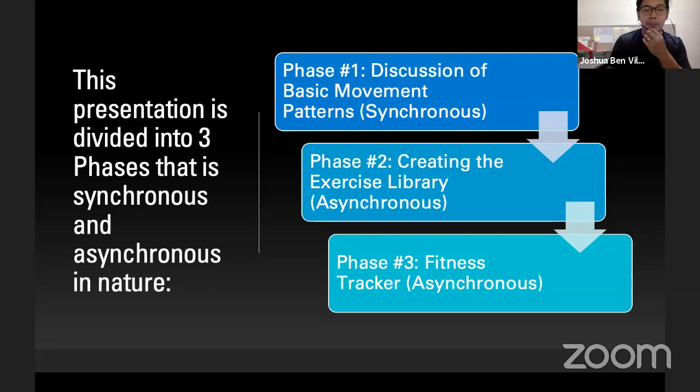Tapos phase number 2 is creating the exercise library. And also by creating the exercise library, the students need to do the exercises. Then phase number 3 is the fitness tracker. After they do the physical activity, they have to record their performance or results of their workout.